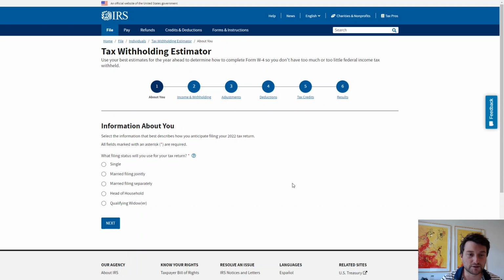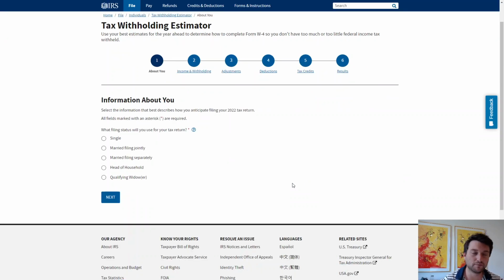So the very first question that comes up, information about you, particularly your filing status. Okay, filing status is very, very important to get correct because this is the initial driver for how your return is going to be computed, what tax rates you're going to pay, what your standard deduction might be. So what filing status will you use for your tax return? And they're talking about the tax return that you will be filing at the end of this year.